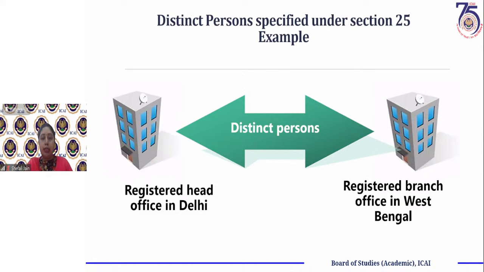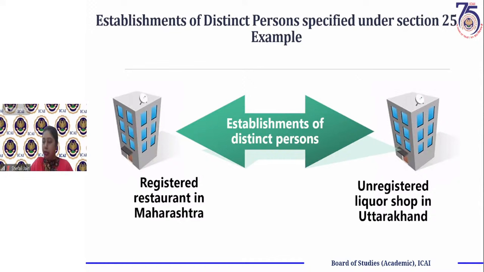Second is establishment of distinct persons. Now a person has one registered establishment in a state and he has another establishment in any other state. Now that another establishment can be registered, or cannot be registered. For example, in this example, a person has a restaurant in Maharashtra and that is registered, but it has a liquor shop in Uttarakhand. Now you know that alcoholic liquor is outside the purview of GST. So alcoholic liquor is a non-taxable good, and since this person is making a non-taxable supply from Uttarakhand, he is not liable to take registration from Uttarakhand.